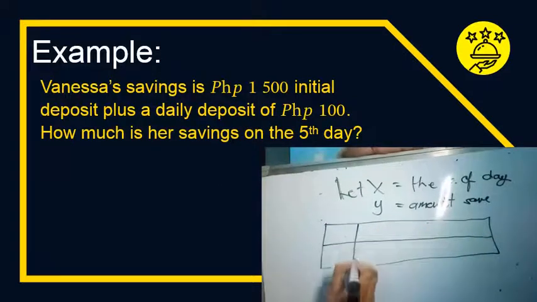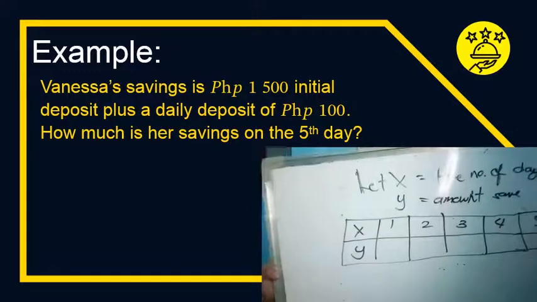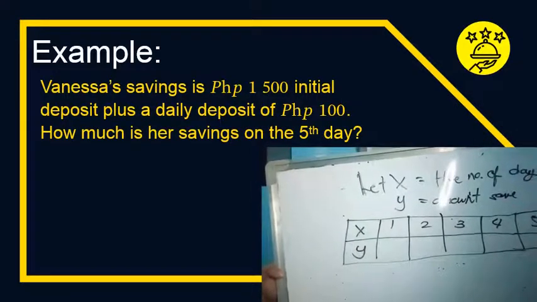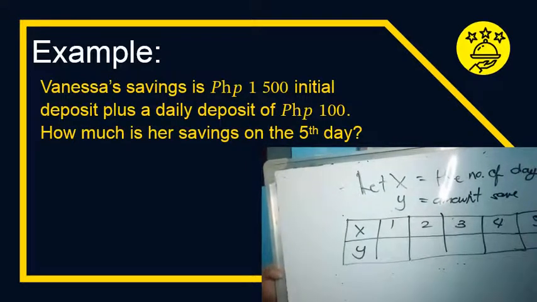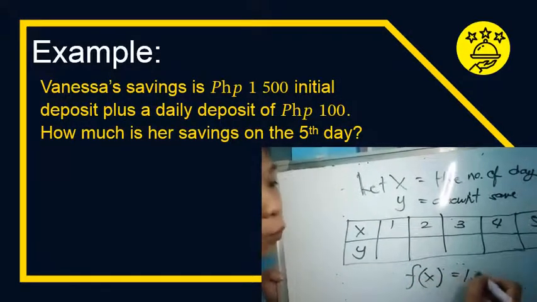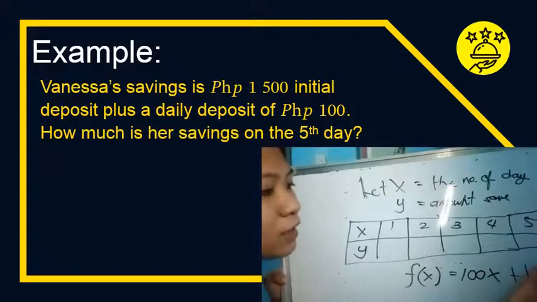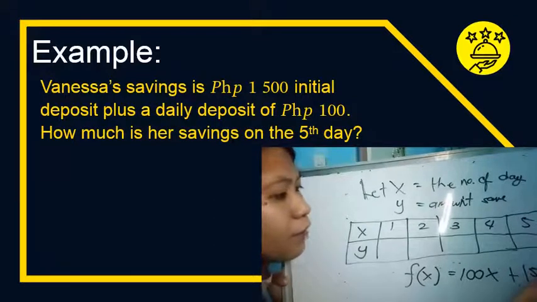So let us have a table of values. In the problem, it said that Vanessa has 1,500. Then it increases because she saves 100 pesos every day. So we have the equation f of x is equal to 100 pesos per day plus the initial deposit of 1,500.